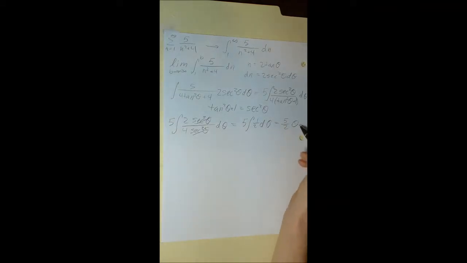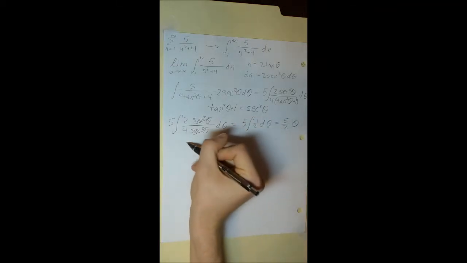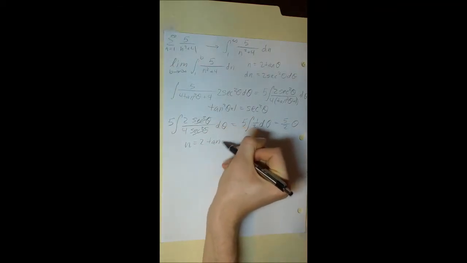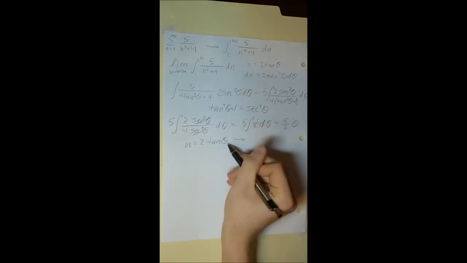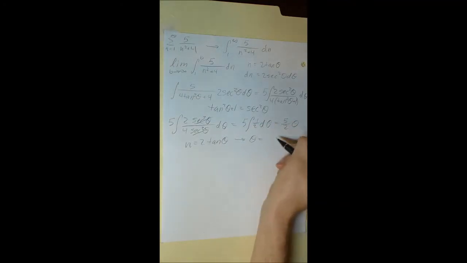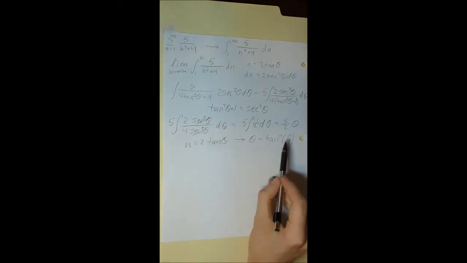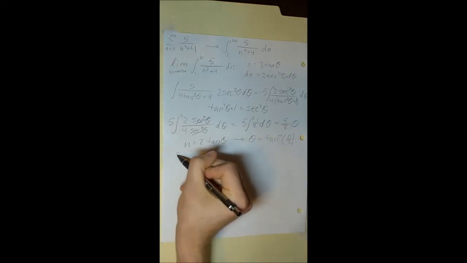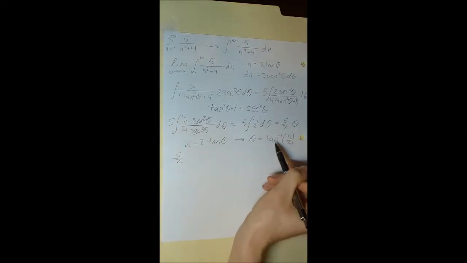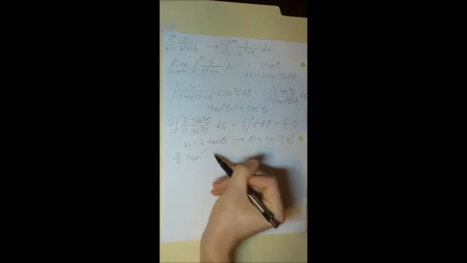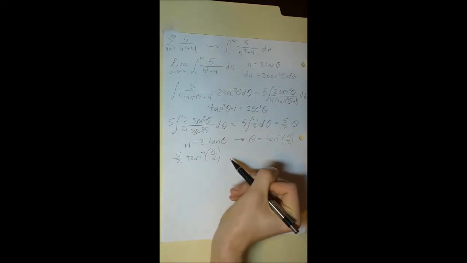So we got an answer in theta, but we have to convert back to n. It's like I ask you a question in English and you respond in Spanish. It's not going to make any sense. So we said that n equals 2 tangent theta. So if we solve for theta, we can say that theta is equal to tangent inverse of n over 2. So let's take 5/2 theta and rewrite it in terms of n. So we're going to have 5/2 tangent inverse of n over 2.